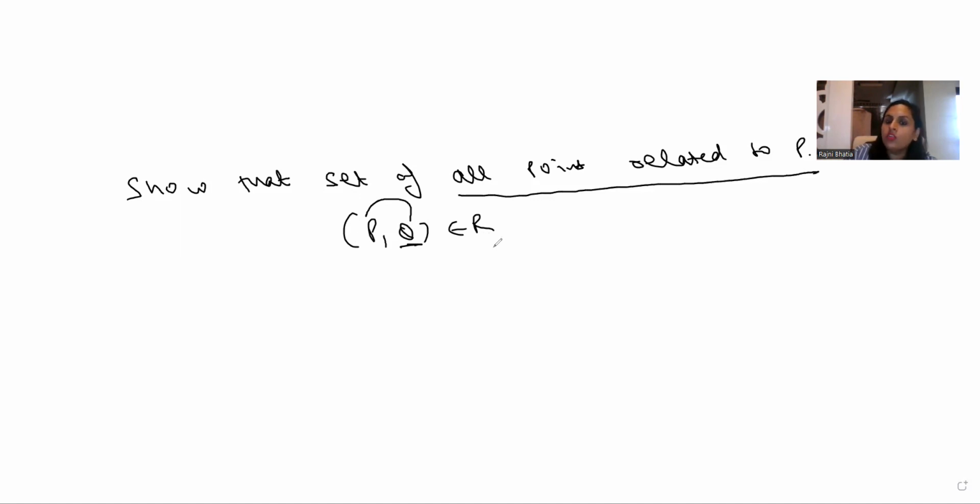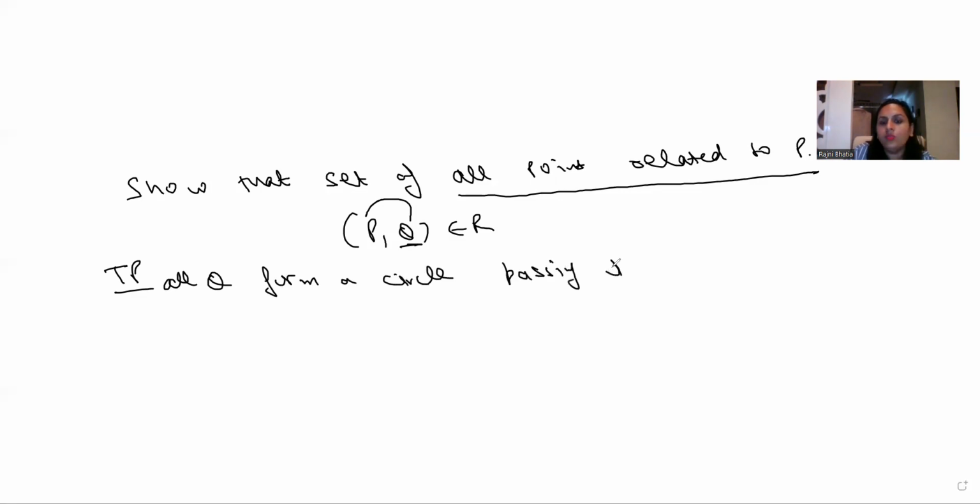So if P comma Q belongs to R, then all the points which are related to P are Q. So the question is, show that the set of all the points related to P is the circle passing through P with origin as the center. So we need to prove that all the points Q form a circle. That is, we need to prove all the possible points Q form a circle passing through P and with O as the center.